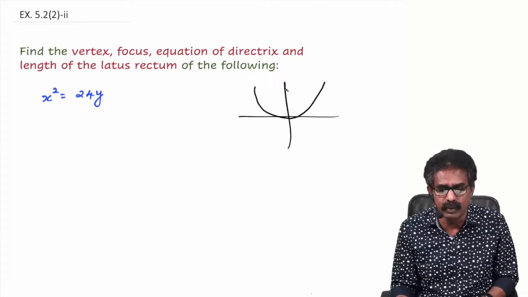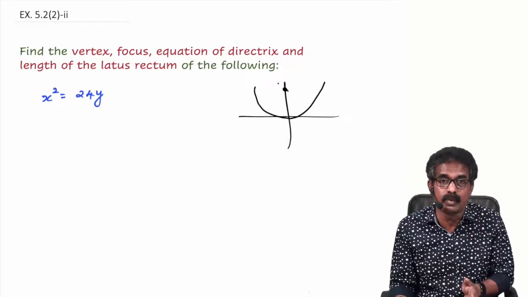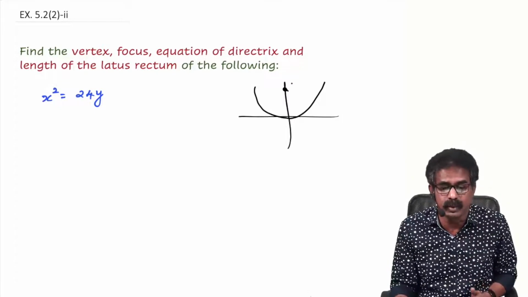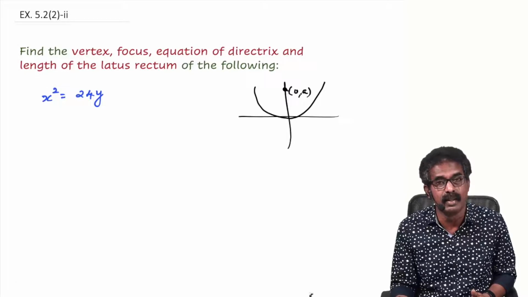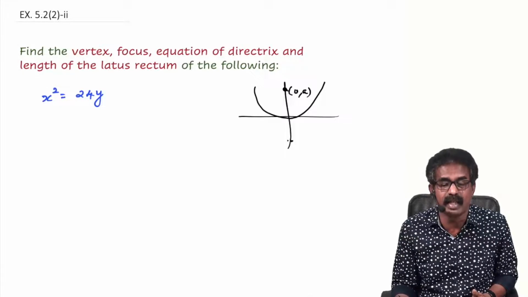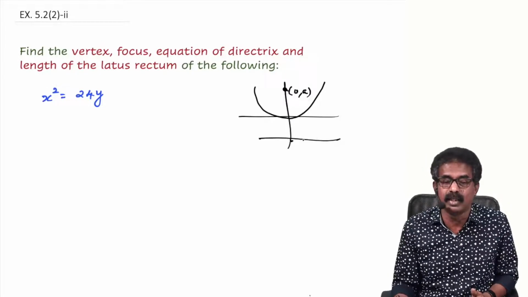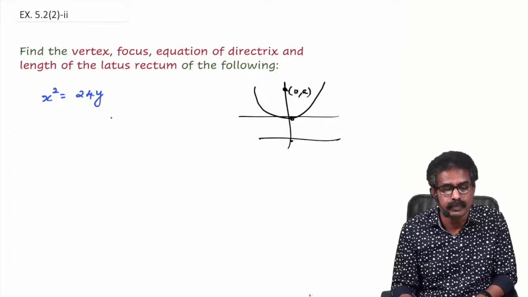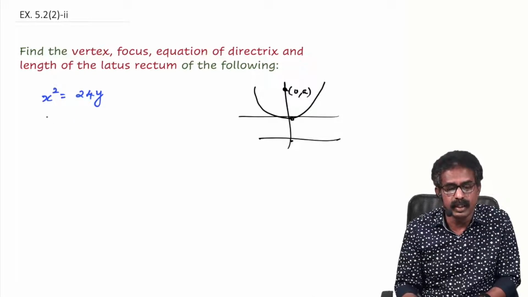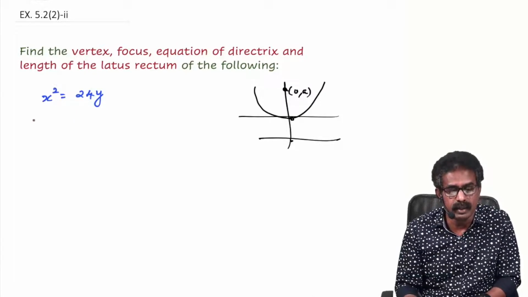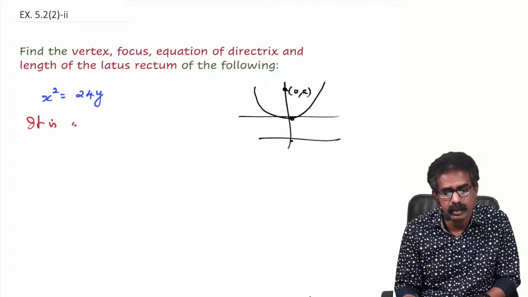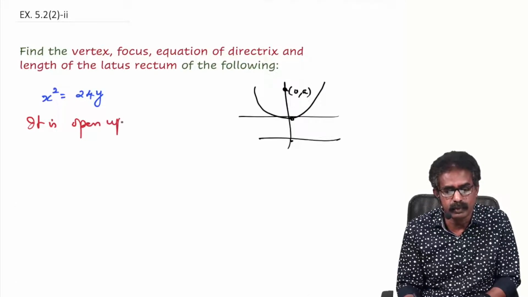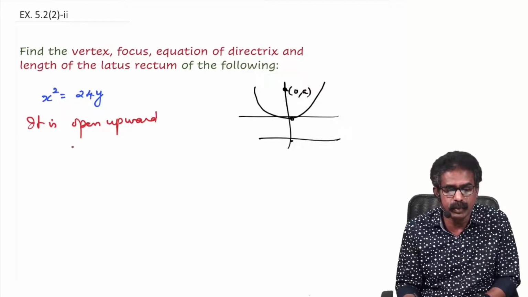If you have a rough diagram, then you won't make mistakes. Focus, you know, is definitely on the y-axis. Y-axis means the x coordinate is 0, so it is 0, a. For the third type it will come somewhere here, then the equation of directrix will be here. Vertex is this one. Axis, if they ask, is the y-axis, which means x equal to 0. So it is open upward, third type. What's the standard equation? x square equal to 4ay.